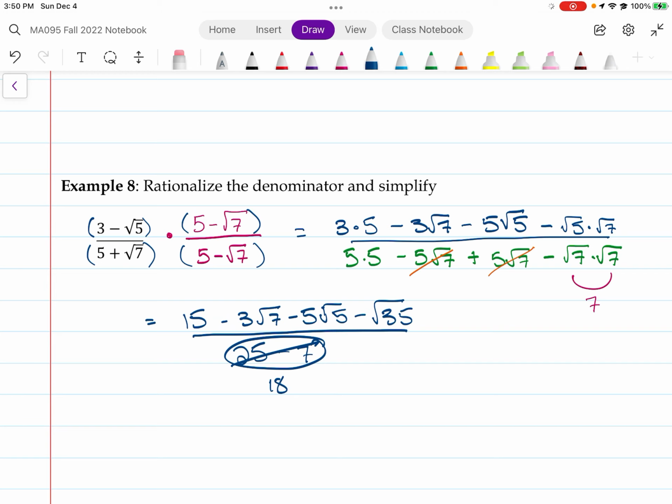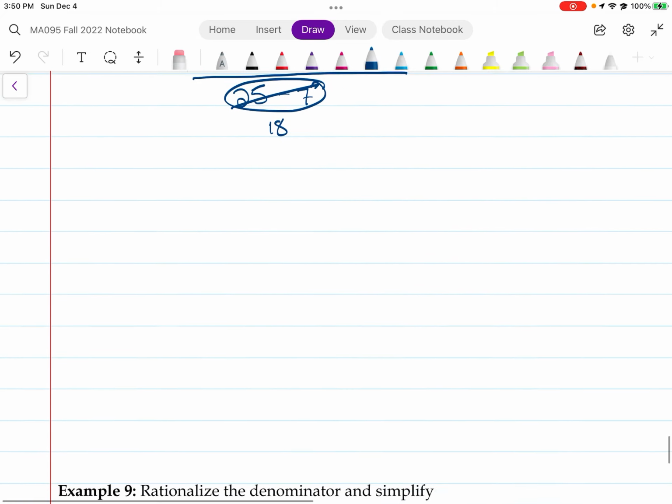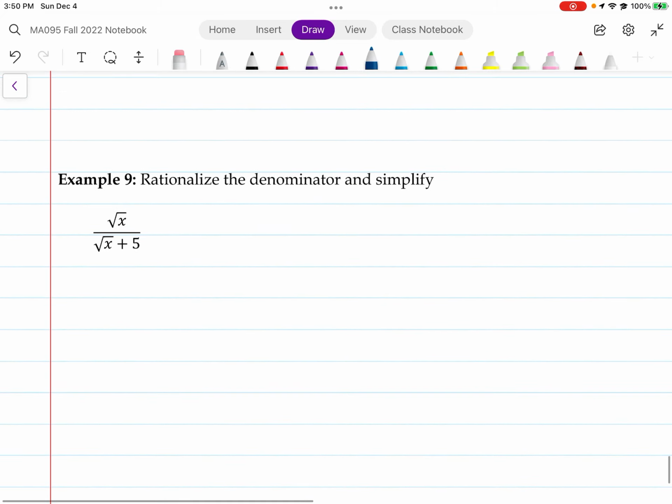Any questions? Ask me in class. All right, we've got one more to go, I believe. Yep, just one more. Rationalize the denominator and simplify. So give this one a try.